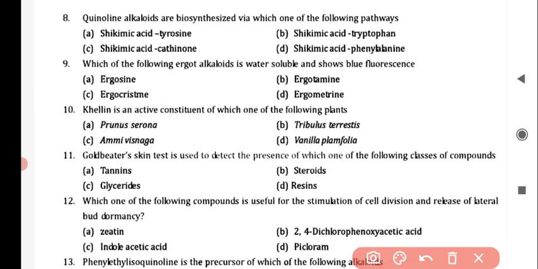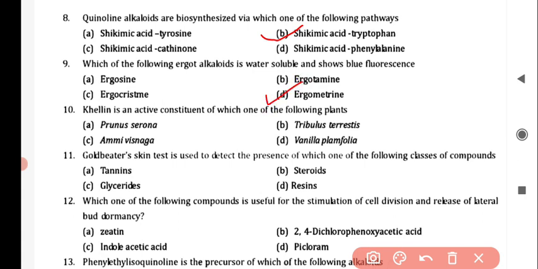Next question is, quinoline alkaloids are biosynthesized by which one of the following pathways? And the correct answer is option B, shikimic acid, tryptophan. Next question is, which of the following ergot alkaloids is water soluble and shows blue fluorescence? And the correct answer is option D, that is ergometrine.